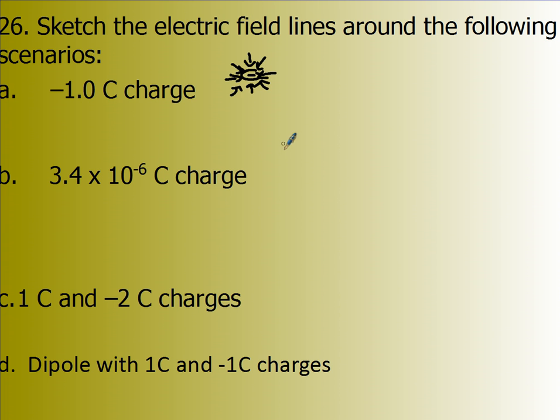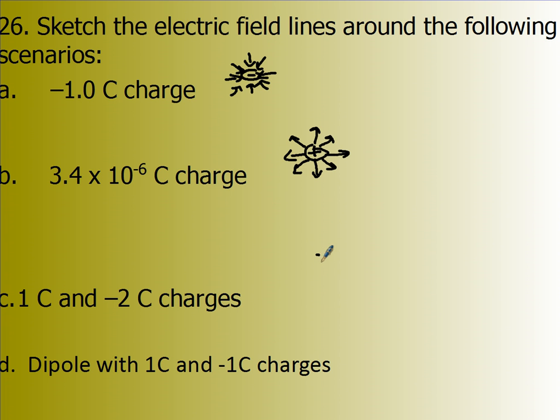Now, what if you have a positive charge? It doesn't matter that this is 3.4 times 10 to the negative 6. It's going to be going out, radially outward.